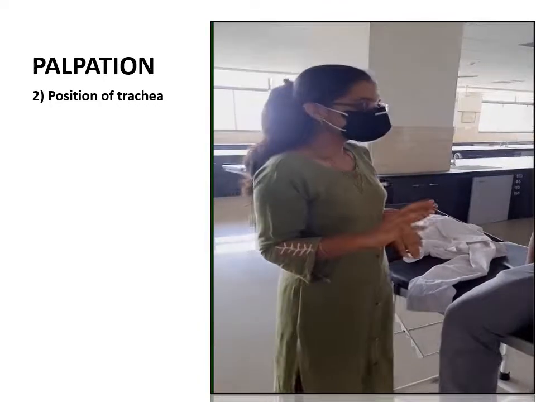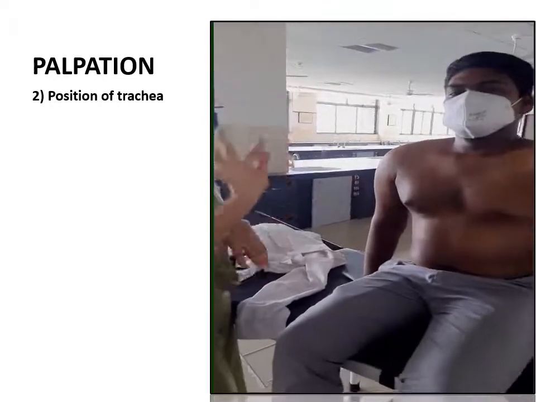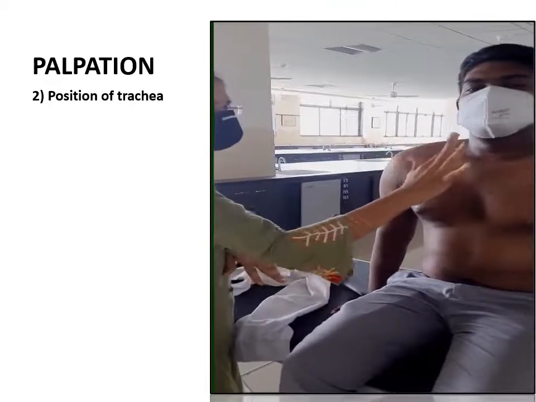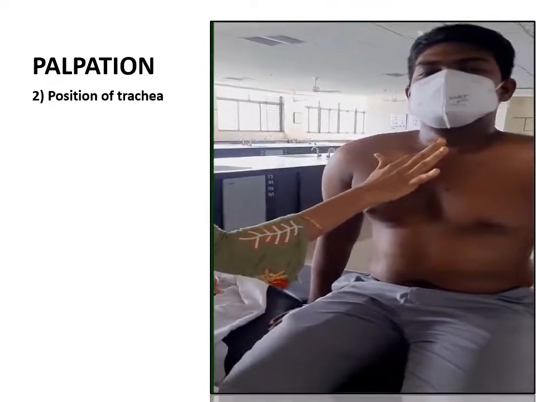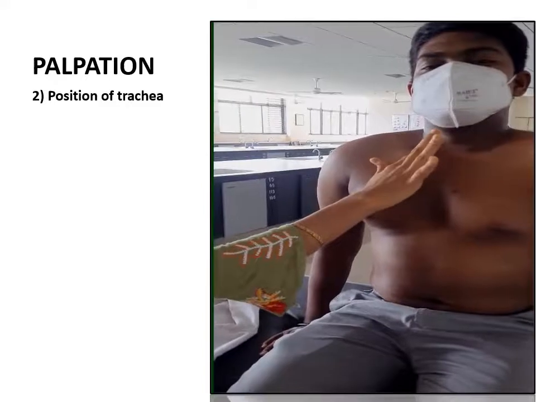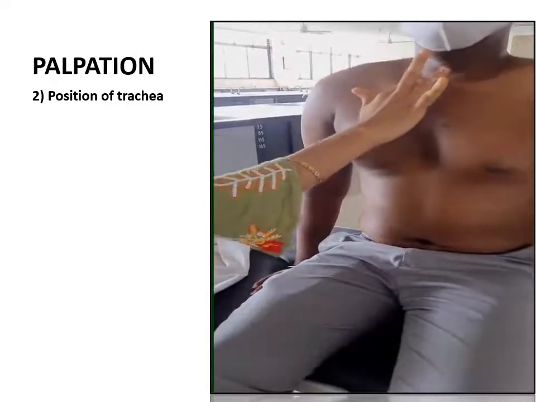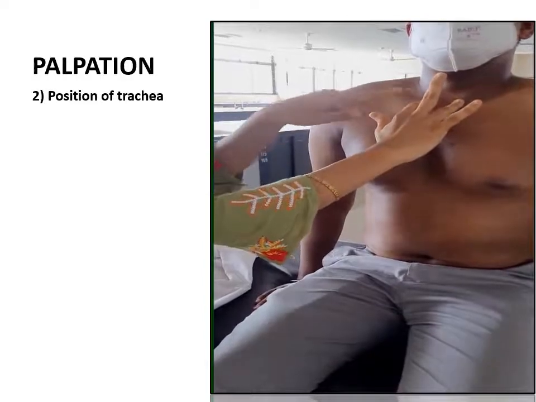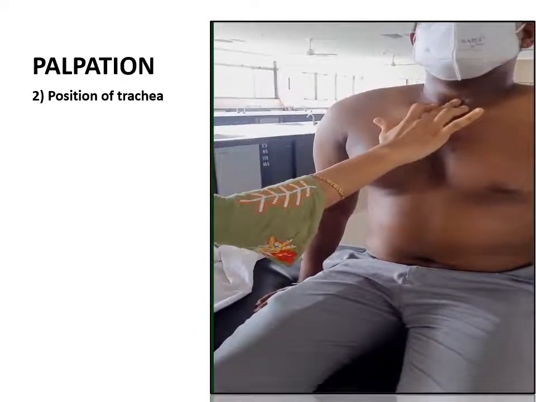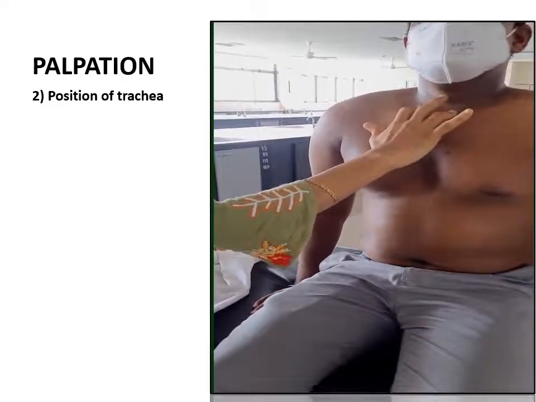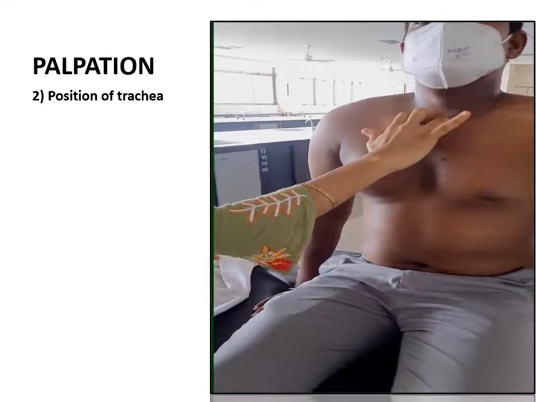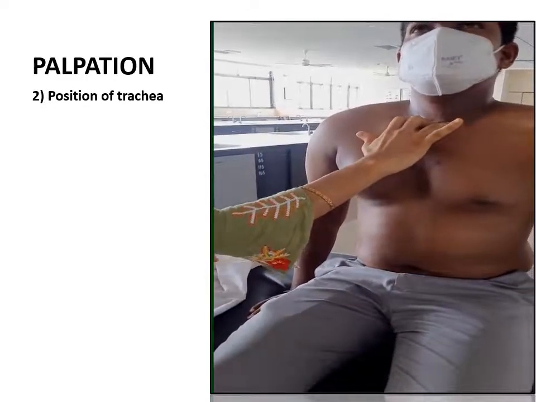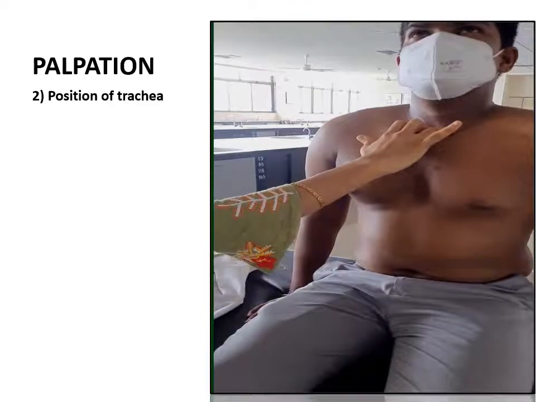So let's see how we will do. This is index and ring finger. This is the sternoclavicular joint. I am keeping the index finger here, and the ring finger here. Now with the help of this middle finger, I will try to feel for tracheal rings. Okay, so this is how we check for position of trachea.